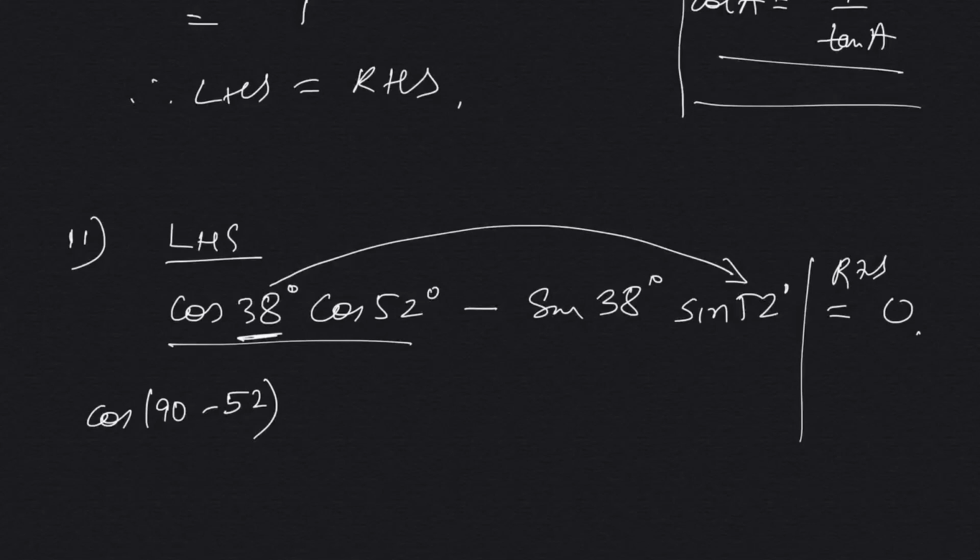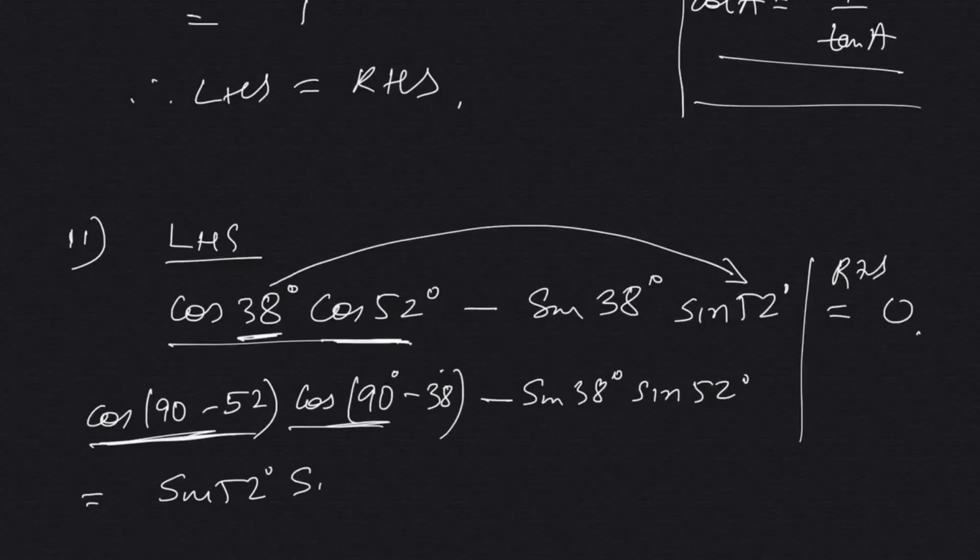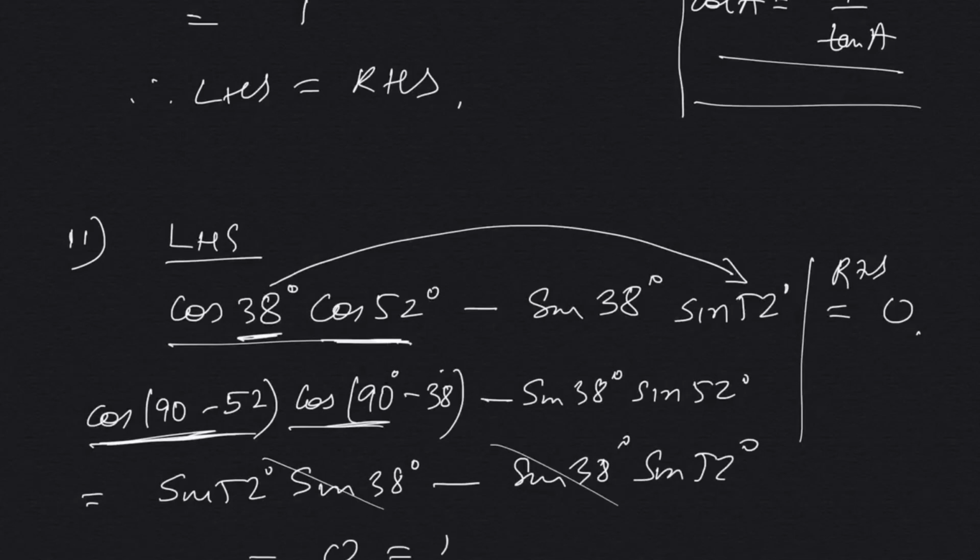Now we will simplify the given problem. The value of cos 52, what do we do with this? We will write it as cos (90 minus 38), correct? Minus sine 38 sine 52. Now watch what will happen: this will become sine 52, and this will become sine 38. So you can cancel this, and this is 0, equal to the right hand side.